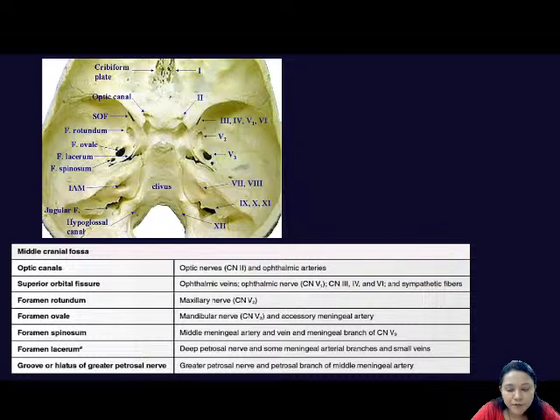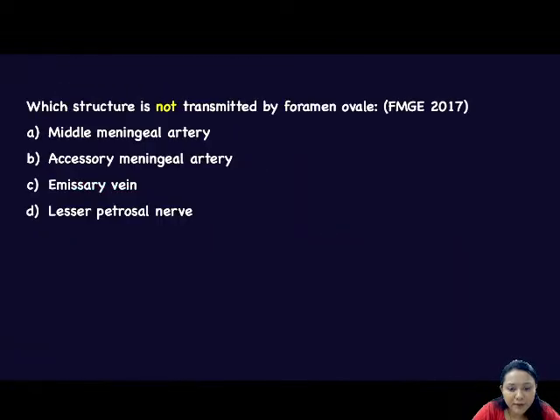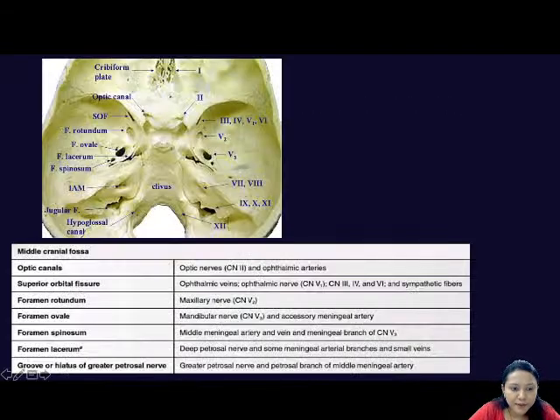In the middle cranial fossa there are a lot of foramina. So let us study one by one. First is this foramen that is known as the optic canal. The optic canal will transmit your optic nerve, and the optic nerve is your cranial nerve number 2.